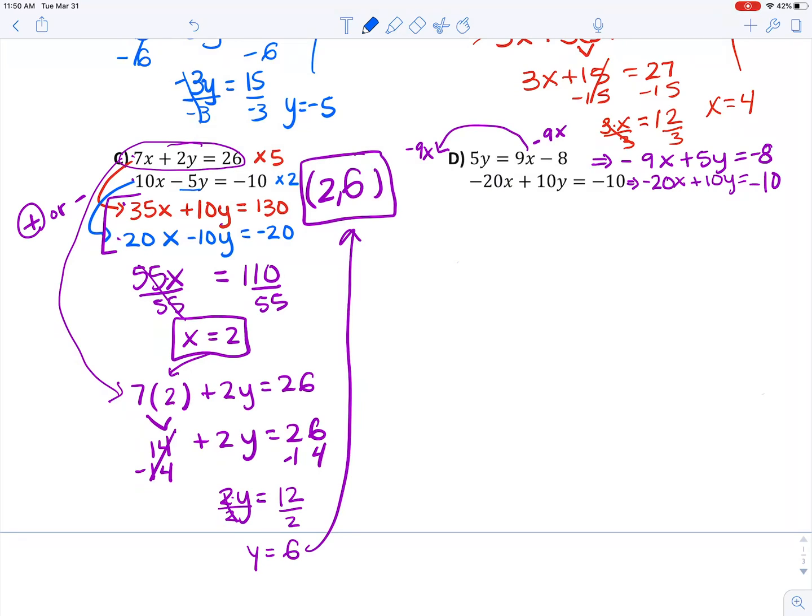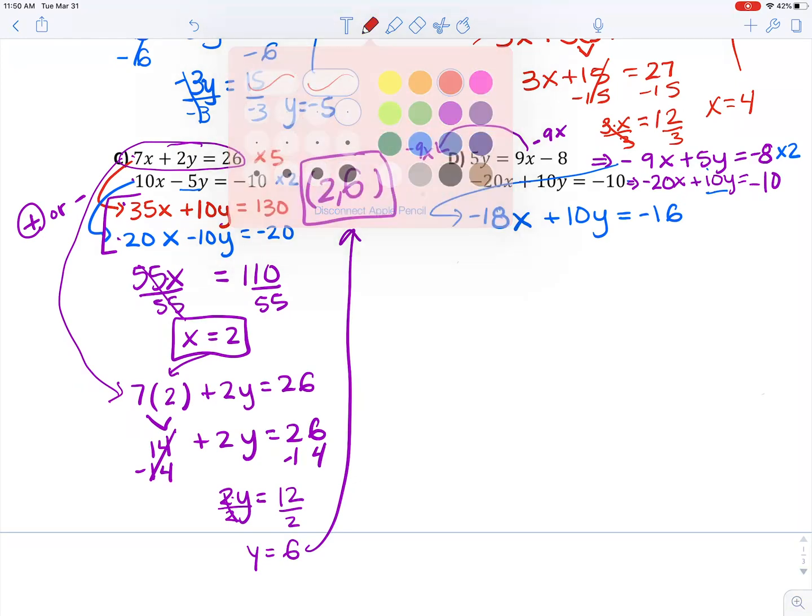Okay, so now we want to take a look and see if the numbers in front of our x's are the same. They are not. Are the numbers in front of our y's the same? They are not. But if I take 5y and I multiply it by 2, then 5y times 2 is our 10y, and that's what we want. So let's take this top equation here and multiply everything by 2. Negative 9 times 2 is a negative 18x. 5y times 2 is 10y. And negative 8 times 2 is negative 16.